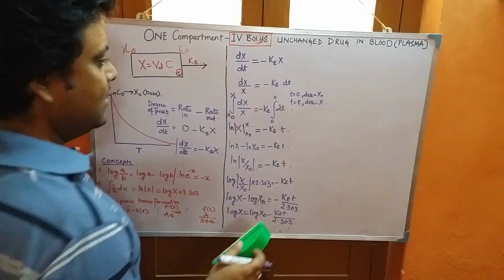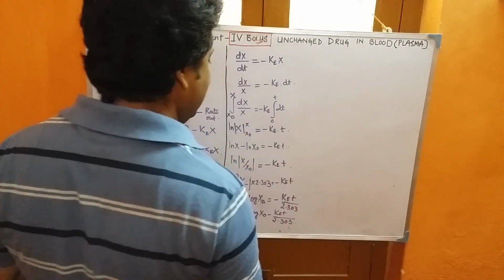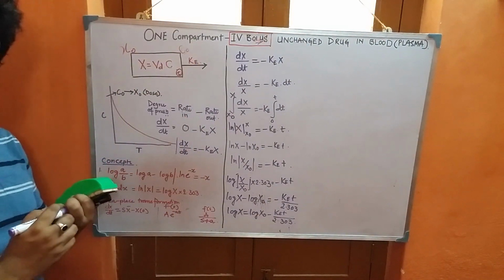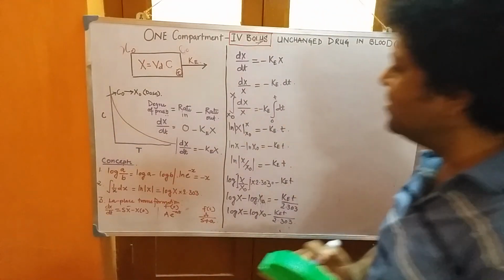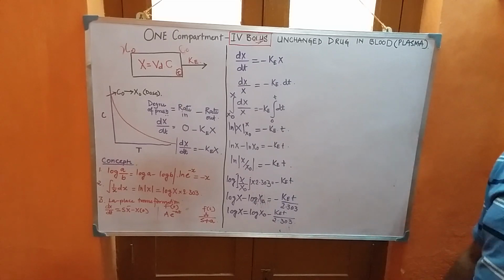So this is what I am getting. I hope you have understood the concept. This is one way of deriving the equation. We finally get log x equals log x naught minus Ket by 2.303.